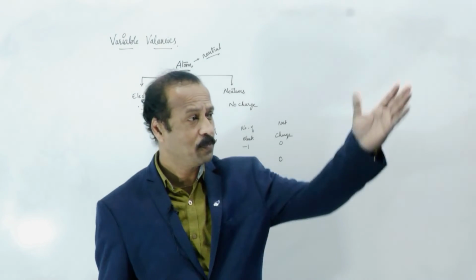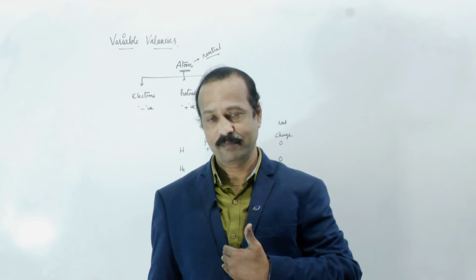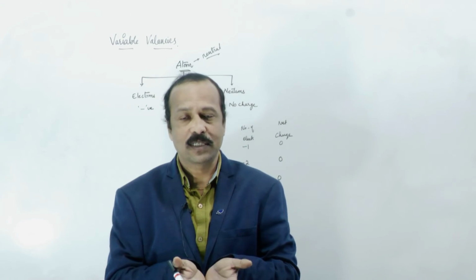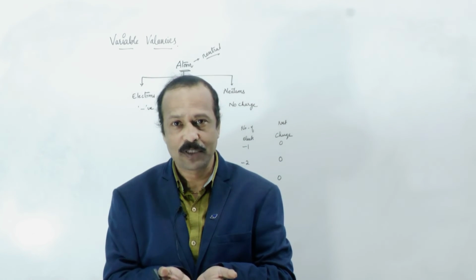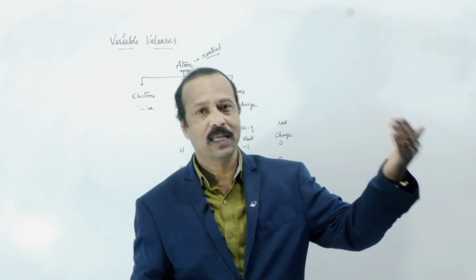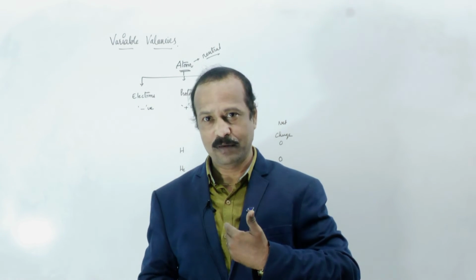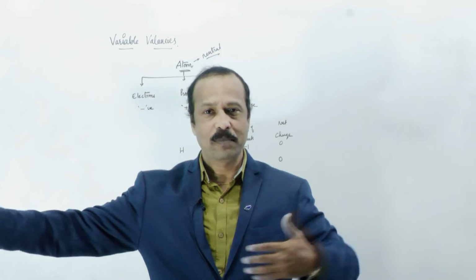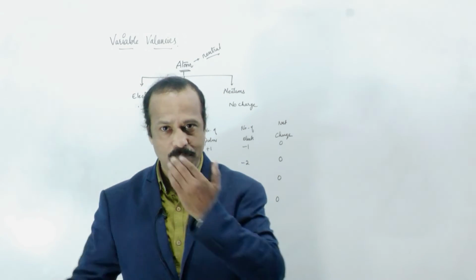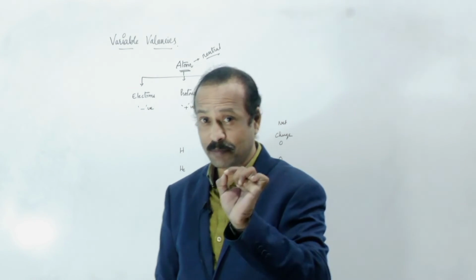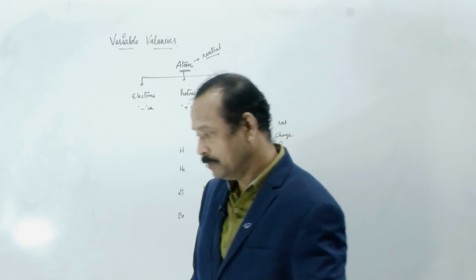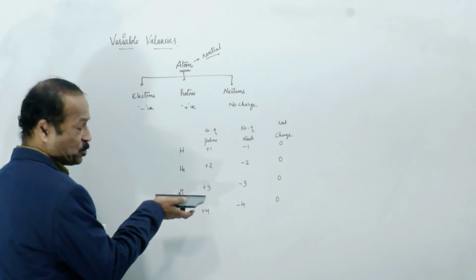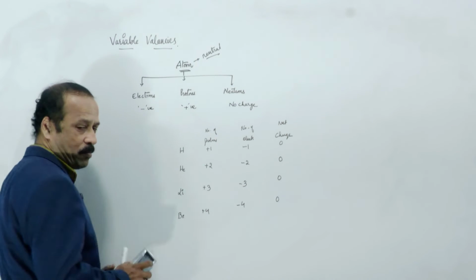For example, your father gives you 1 rupee, and your sister takes 1 rupee from you. Then what is the net amount present with you? 0. Your father giving 1 rupee is plus 1, your sister taking 1 rupee is minus 1. Plus 1 minus 1 is 0. Clear? So any atom is neutral. Clear? Now I am rubbing this one.